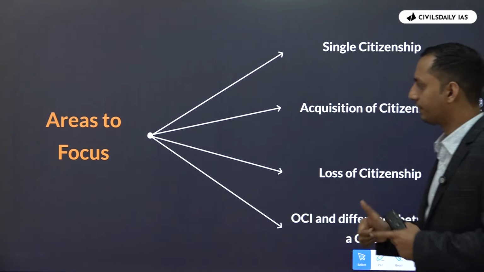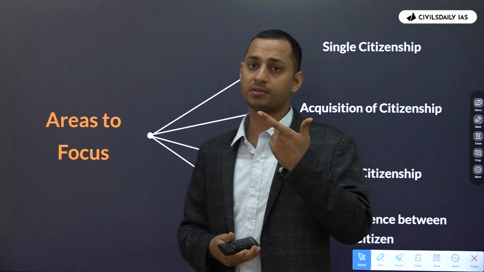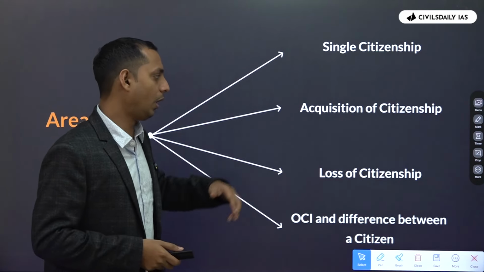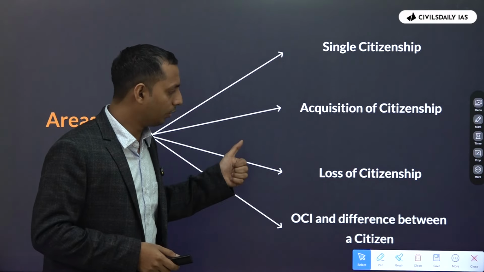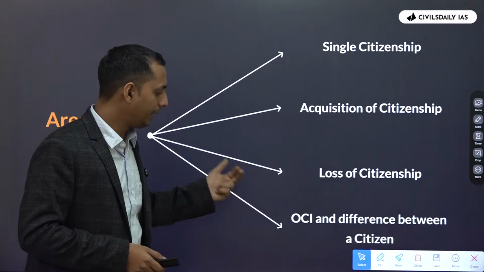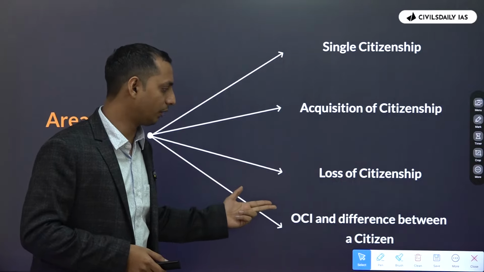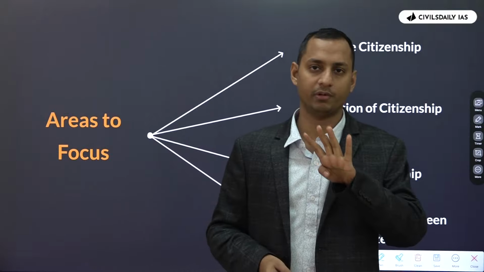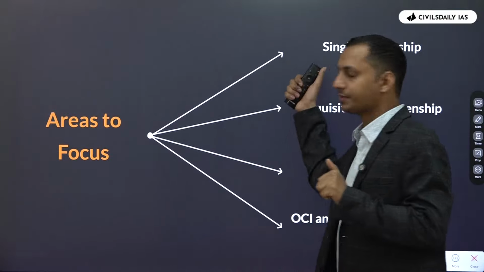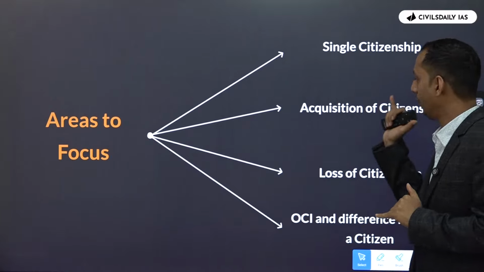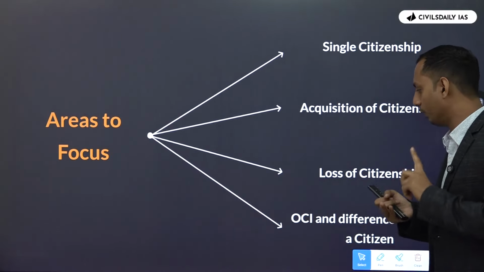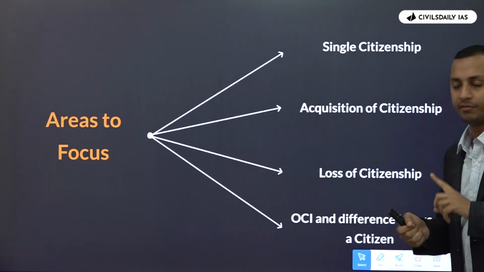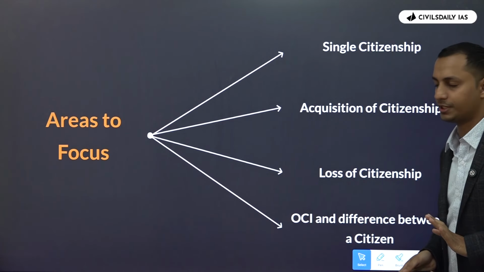Okay. So what are the areas to focus on? What is the concept of single citizenship? How do we acquire citizenship? How do we lose it? And the difference between an Overseas Citizen of India cardholder and a citizen. These are the four areas you have to focus on. Okay? Single citizenship, the idea of single citizenship. How do we acquire citizenship? How do we lose the same? And what is the difference between an overseas cardholder and an Indian citizen?